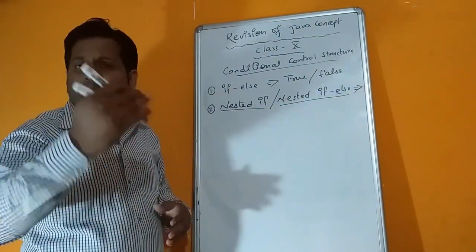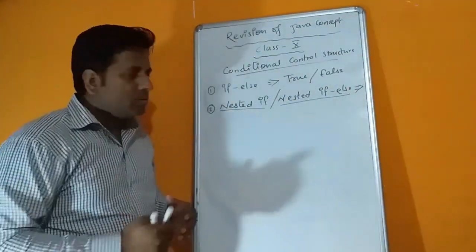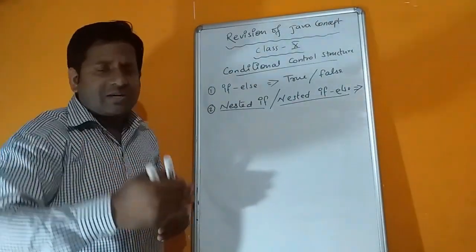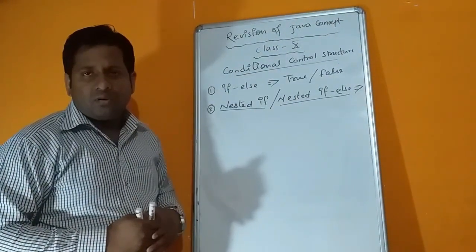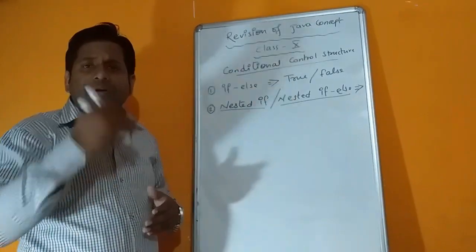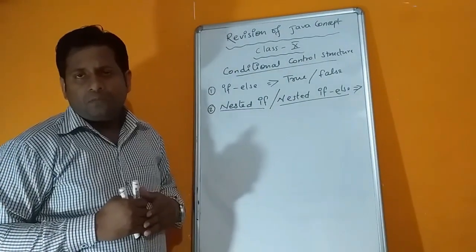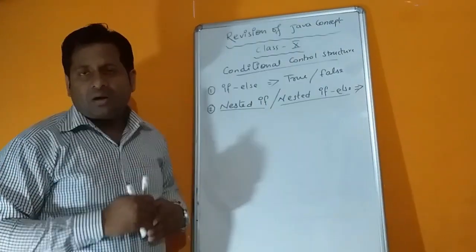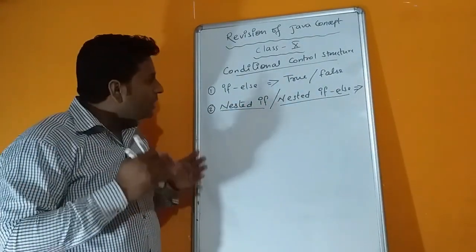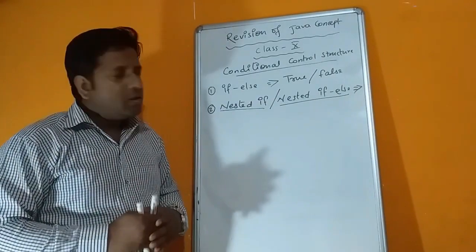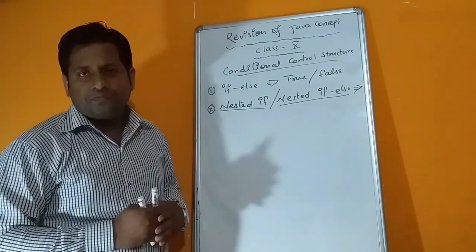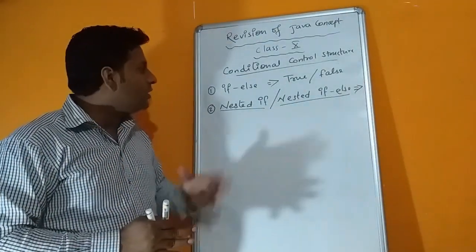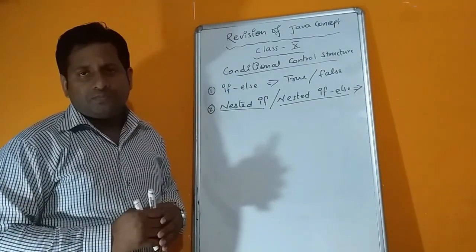Nested means use of many, use of more. If you are using if else many times, that becomes nested. Nested if means an if inside the if, a condition inside another condition is known as nested, creating a nest. That means when you have more than two conditions, you have to use the nested part. And when you have only two conditions, you can use the if else part.